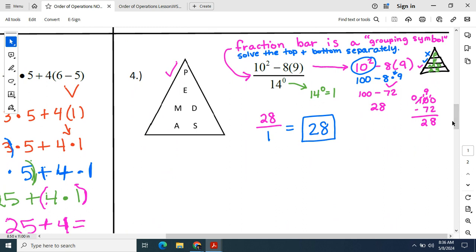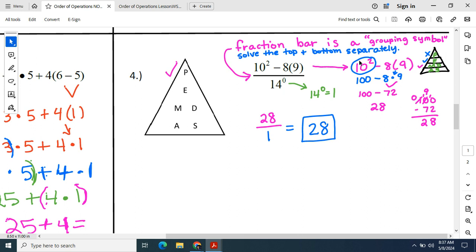What that means is you have to solve the top and bottom separately. So what I did is, if you look here, I recopied everything on top over here, just the top. 10 squared minus 8 parentheses 9. And I made my own little triangle. And I looked in here, do I see parentheses? No. Again, that's not really parentheses. This means multiplication. Do I see exponent? Yes, so I saw that first.